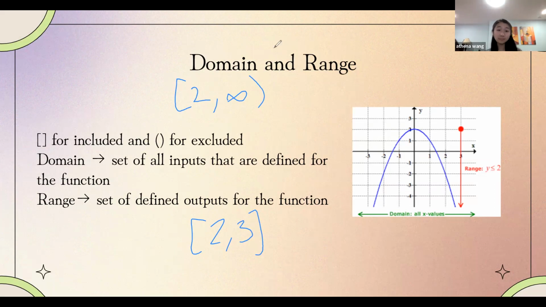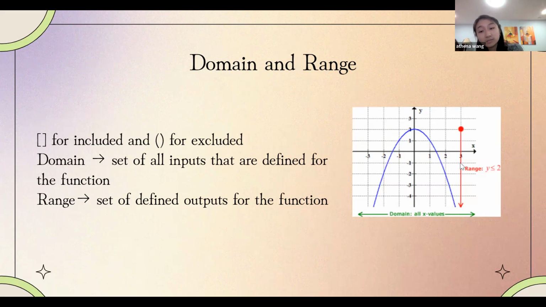Okay, so domain, it's the set of all inputs that are defined for the function. And then the range is like the set of defined outputs for the function. And for a function, for every input, there can only be one output. Okay, so if you draw a vertical line like this, there can only be one part of the graph it hits.